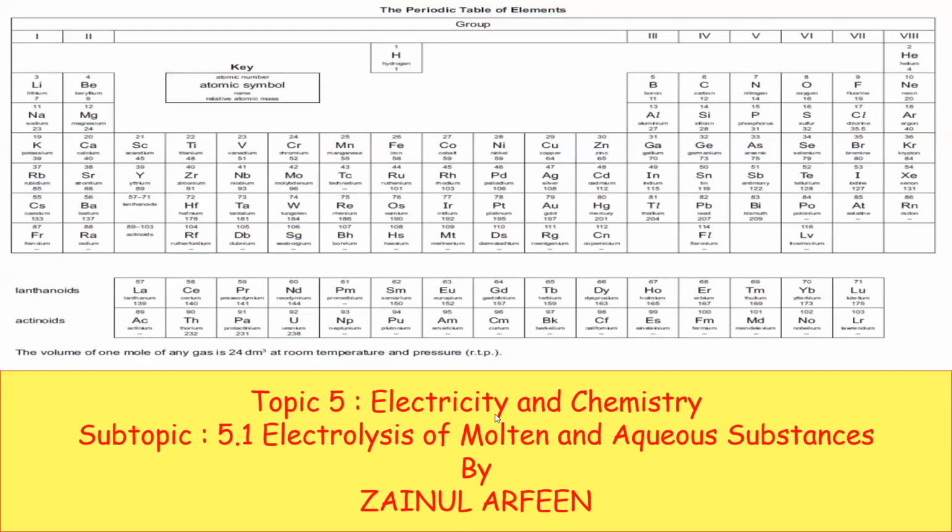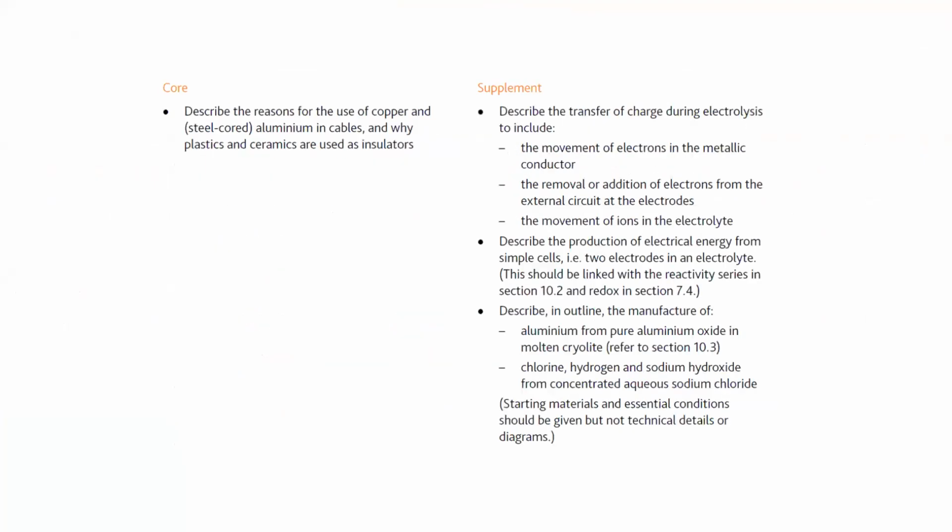Today we'll start topic 5, which is about electricity and chemistry, and we'll discuss how we can do electrolysis of molten substances as well as aqueous substances. So first, what is the definition or meaning of electrolysis?